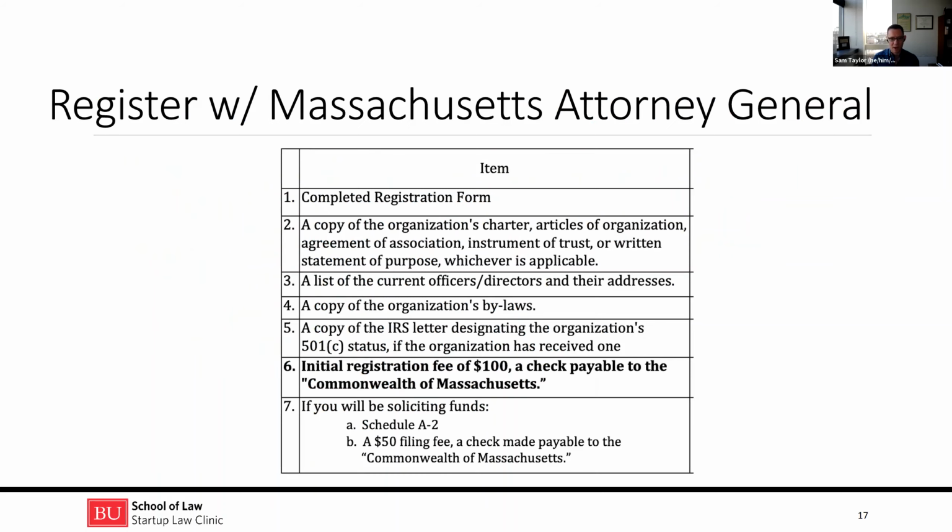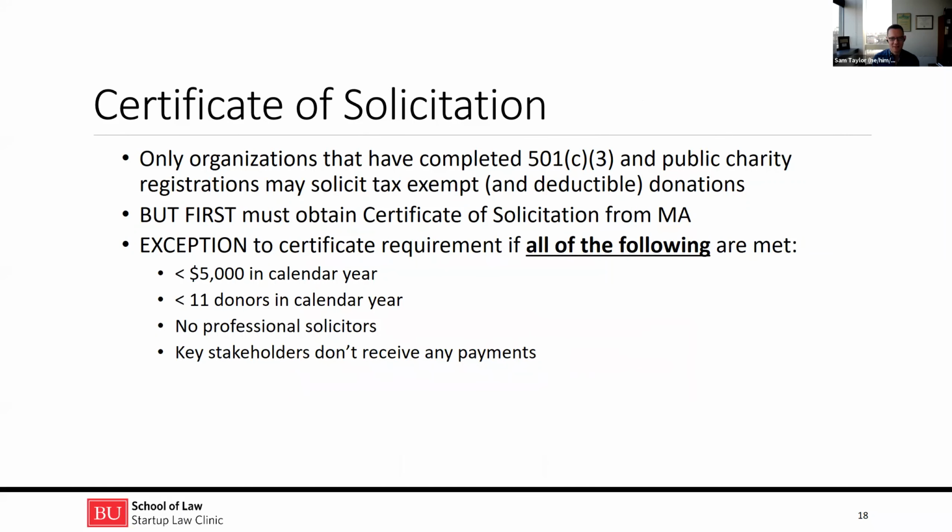And I'm just going to go back to this list of things you need to do to register with the Attorney General's office. And again, at number 7 at the bottom, it says if you'll be soliciting funds, and they mean seeking donations, you need to fill out a particular form, they call it Schedule A2. By filling out that document, you're asking for a certificate of solicitation, basically saying, I would like the right for my nonprofit to solicit donations from residents of Massachusetts. And it's not a huge burden to fill that out, but it is something you need to do.